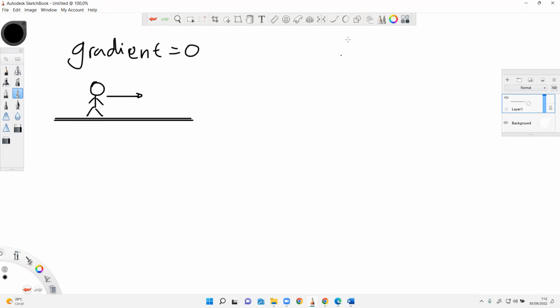But if you go uphill, is it hard? So you assume that you are going right, okay, going right here. So the gradient is positive because you have to do some effort to go a certain distance. Gradient positive.